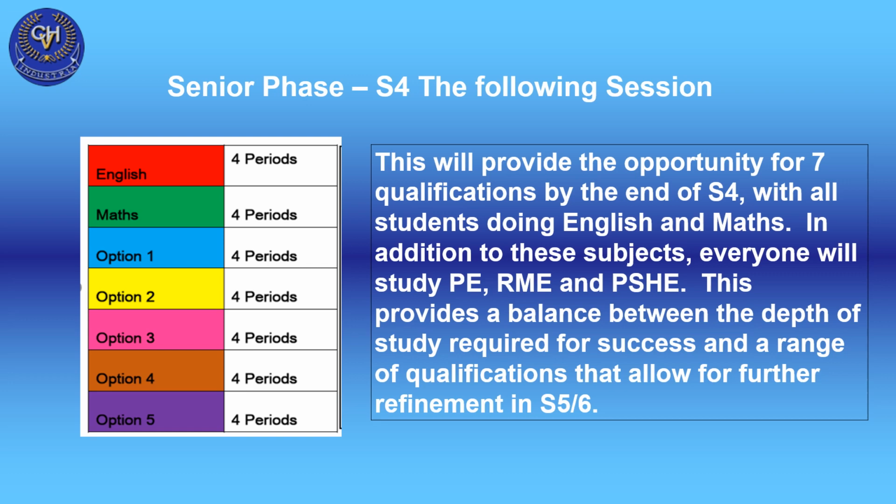So the model that we are offering in S3 will provide opportunity for 7 qualifications by the end of S4, with all students doing English and Maths and their chosen subjects. In addition, they will continue to study PE, RME and PSHE as part of their support for their health and wellbeing. And this provides balance between the depth of study required for success in the later school. So what we have there is what the S4 senior phase curriculum will look like, with 4 periods being offered, English, Maths and 5 options.